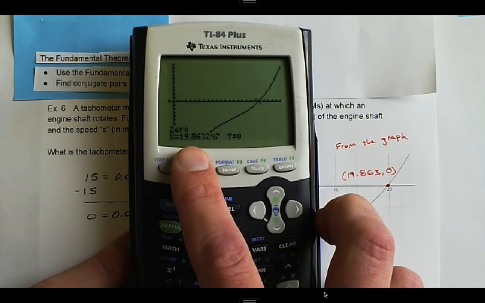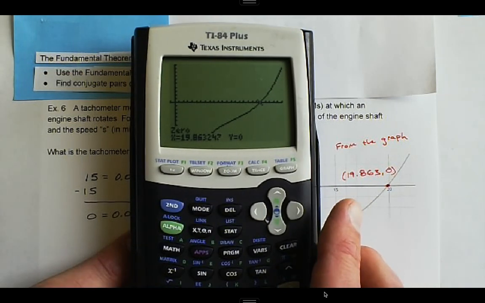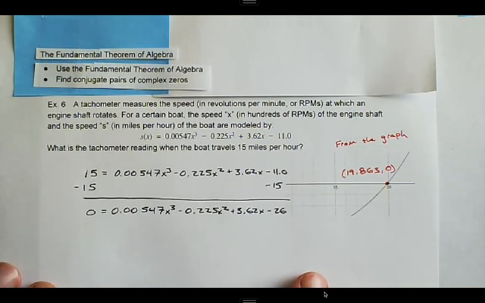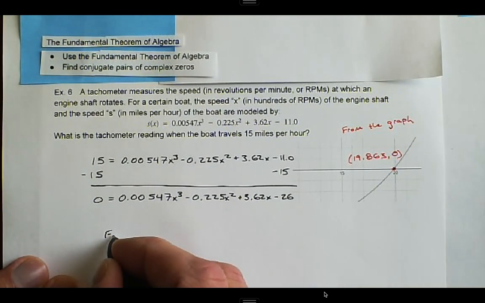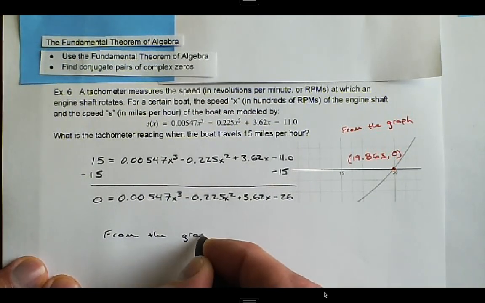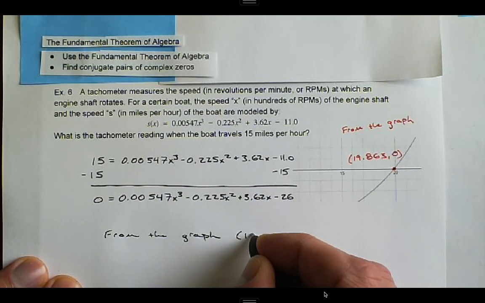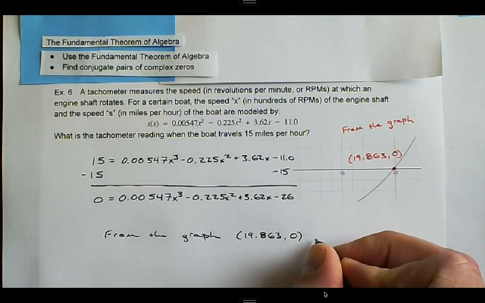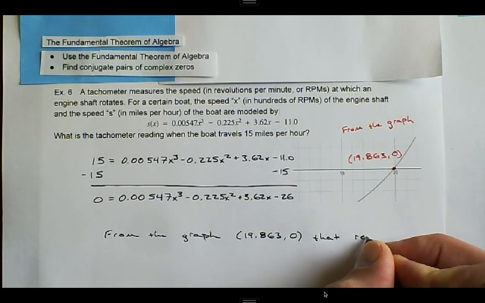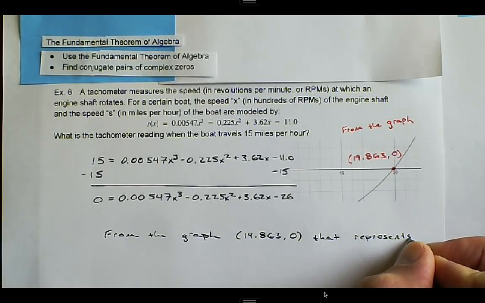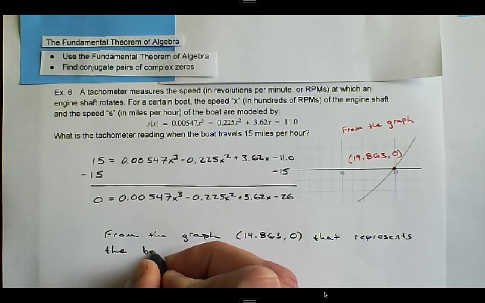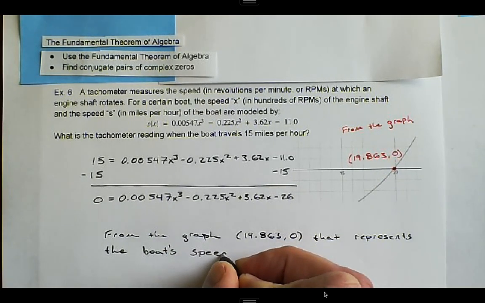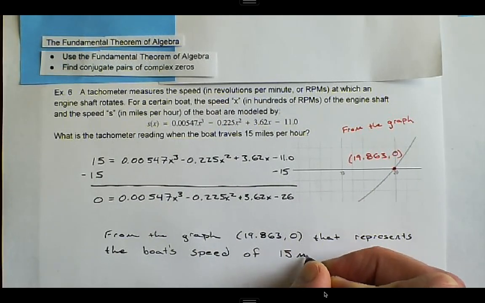And then it tells us that the intersection is 19.863, which is shown there. And so from the graph, we find the 0. The 0 is 19.863, 0, and that represents the boat's speed of 15 miles per hour.